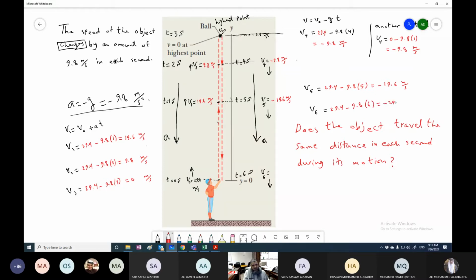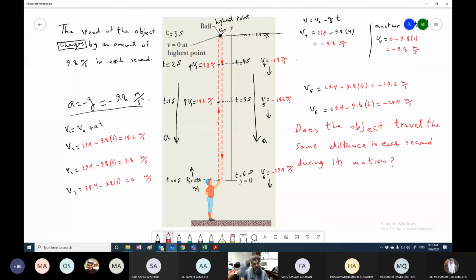This will give us minus 29.4 meter per second. Did you notice something? How do you compare the velocity? Opposite sides. You see, the velocity here at time t equals 0 is the same as the velocity at t equals 6 seconds, but in the opposite direction. Here plus 19.6, here it is minus 19.6. Here 9.8, on the right hand side it is minus 9.8.